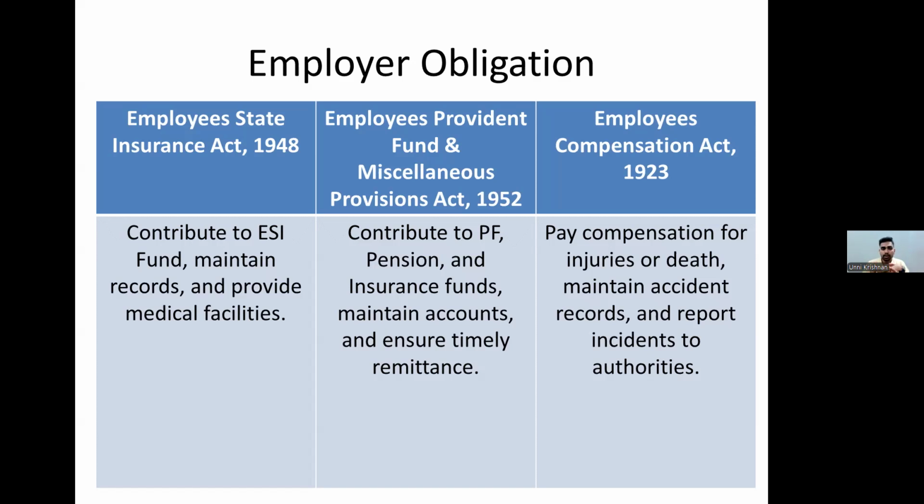Remember ESI corporation? Now, in the EPF, the employer must contribute to PF. Remember 12%, 12%. They must contribute to PF. They must contribute to pension. Go back and refer to all these numbers. The pension and the insurance funds, they must maintain accounts and ensure timely remittance. All that is an offense if not timely remitted. Now, Employees Compensation Act, the employer should pay compensation, a lump sum amount in case of injury or death. They should also maintain accident records and report any incident to the authorities.